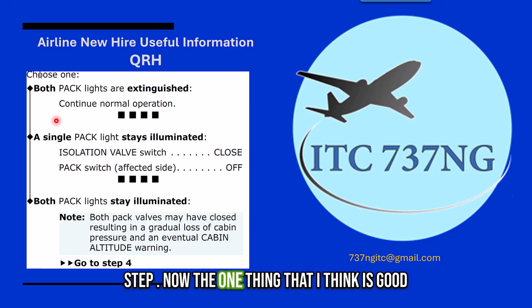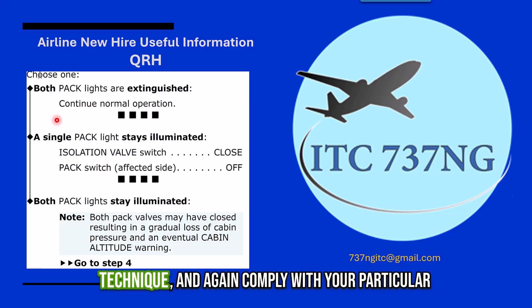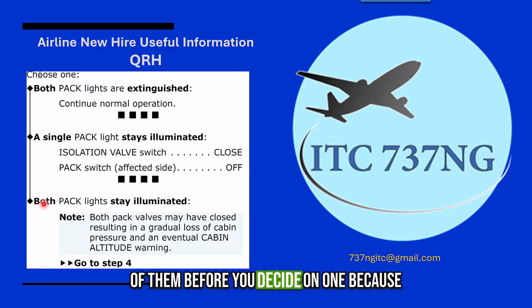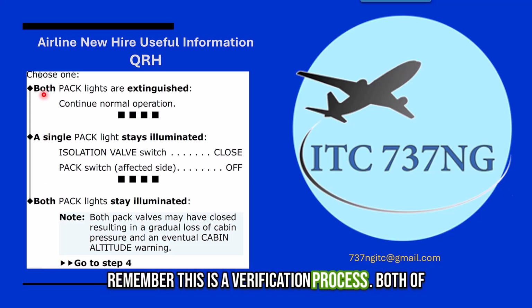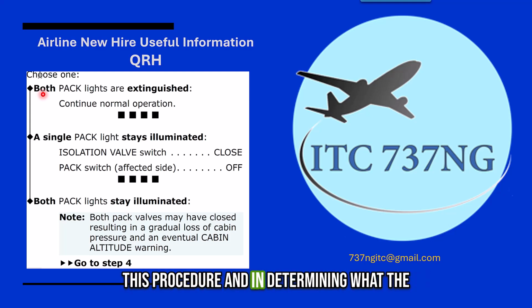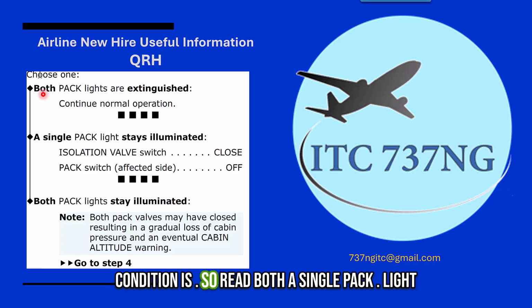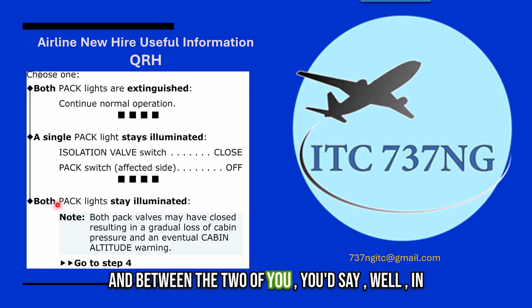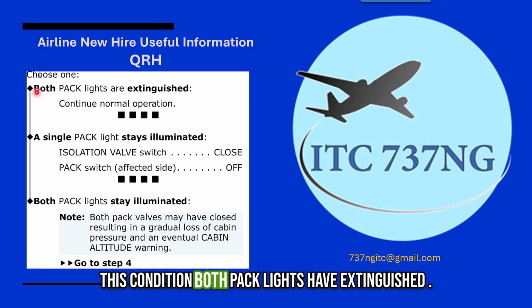Now, the one thing that I think is good technique, and again, comply with your particular airline, is when you get to these trees, read all of them before you decide on one, because remember, this is a verification process. Both of you as pilots should be involved in going through this procedure and in determining what the condition is. So read both. A single pack light stays illuminated, both packs stay illuminated, and between the two of you, you'd say, well, all right, in this condition, both pack lights have extinguished.